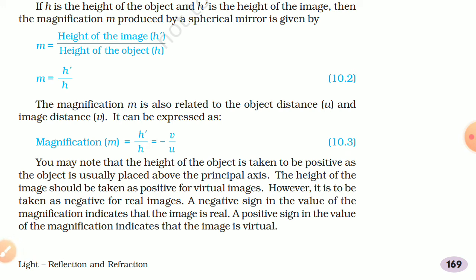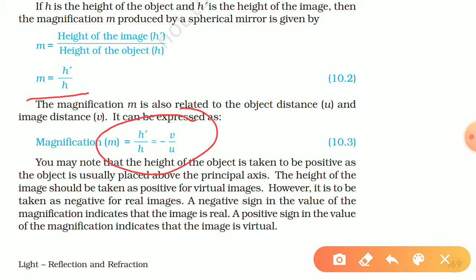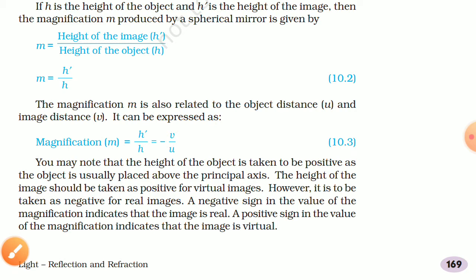Now the magnification m is also related to the object distance u and image distance v. It can be expressed as m equals h dash upon h is equal to minus v upon u, meaning minus image distance divided by object distance. You may note that the height of the object is taken to be positive as the object is usually placed above the principal axis. Our object will always be on the upper side, so its height will be plus.